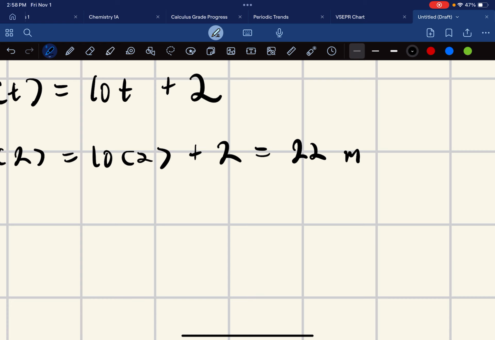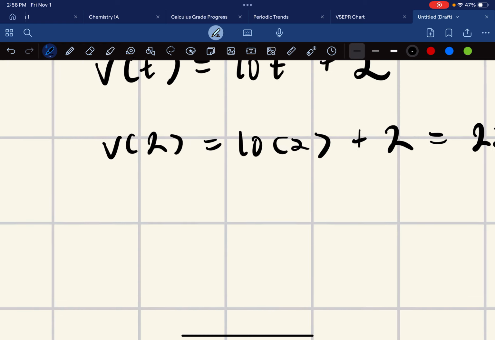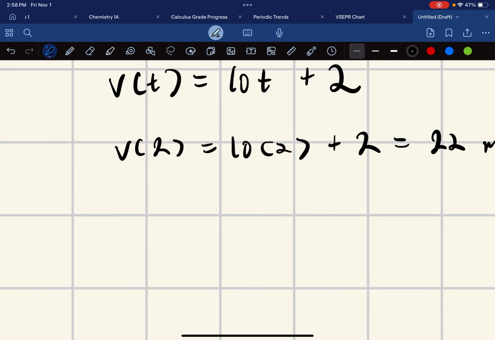Well, how do we find our acceleration instead? Acceleration is the rate of change of velocity, not of position this time, but it's still a rate of change. So we can take the derivative of the function we derived. We would call this our second derivative. We would derive 10t plus 2, which would give us just 10. This means that our car has a constant acceleration of 10 meters per second squared.